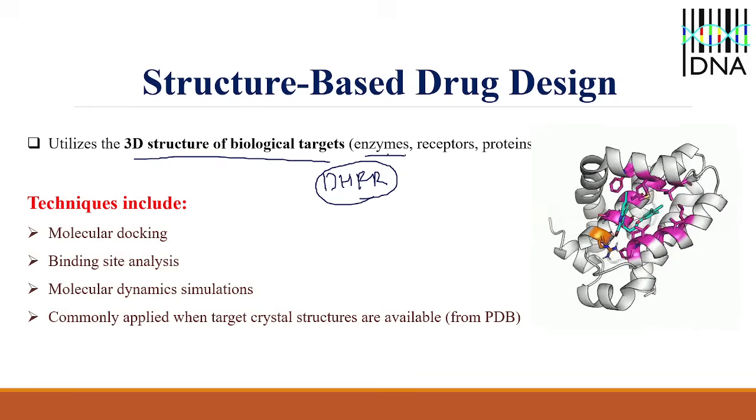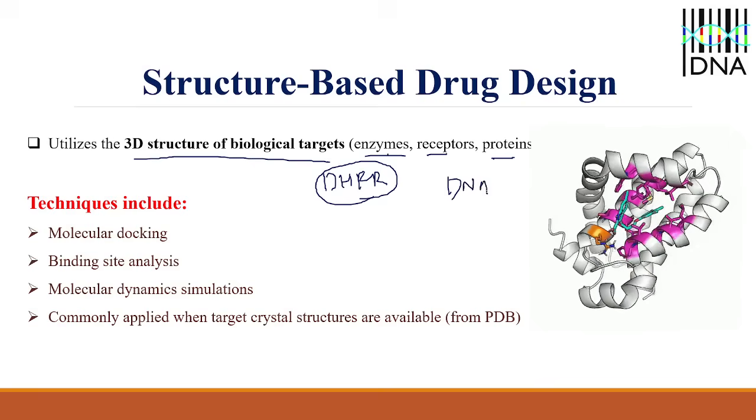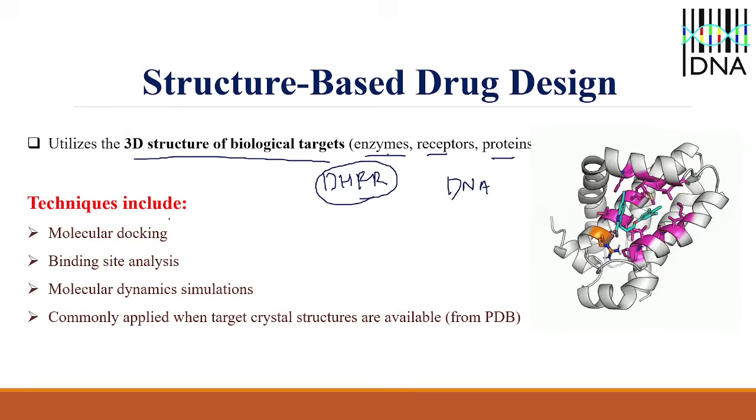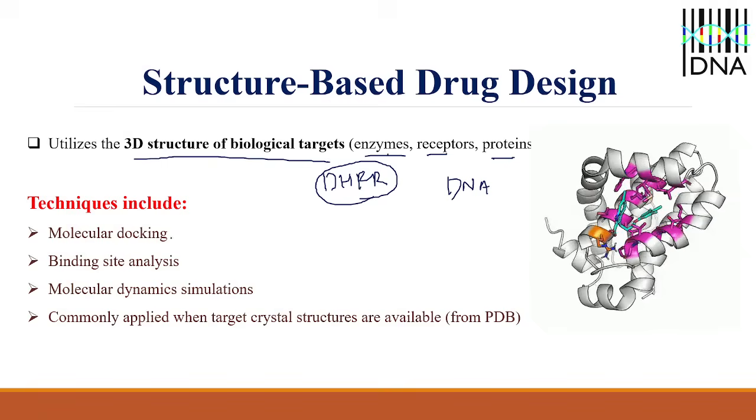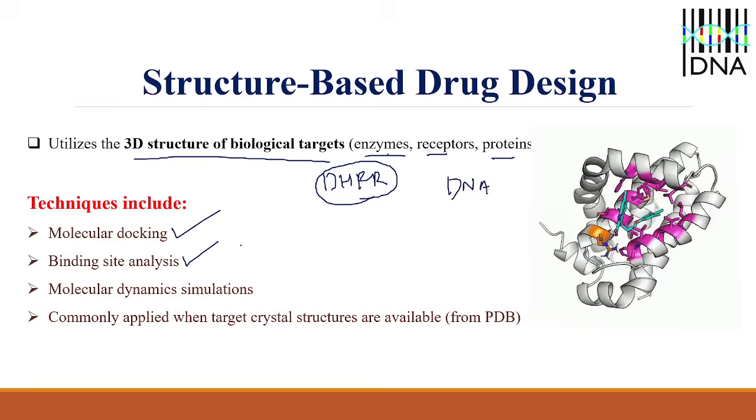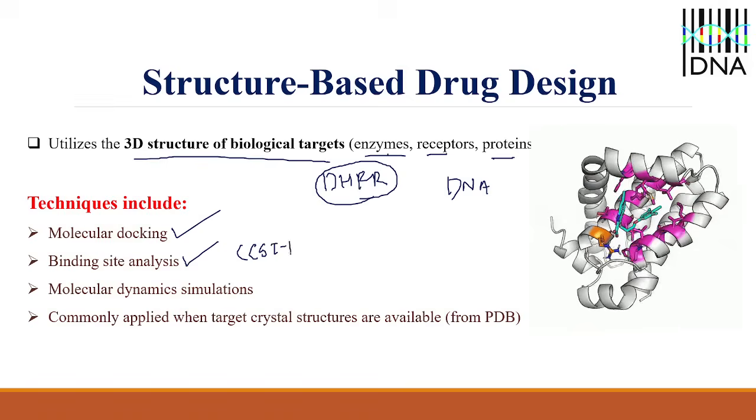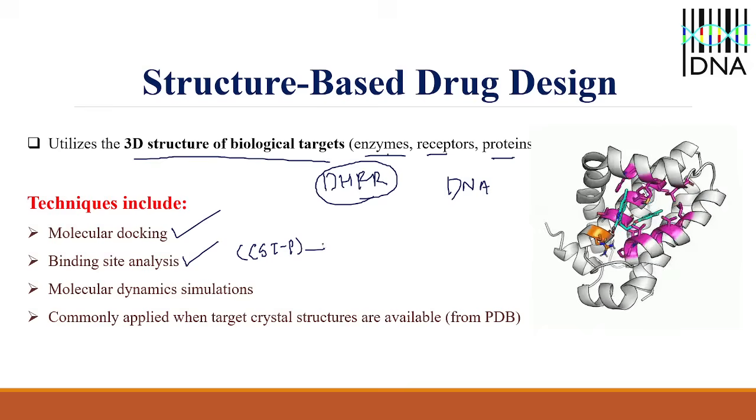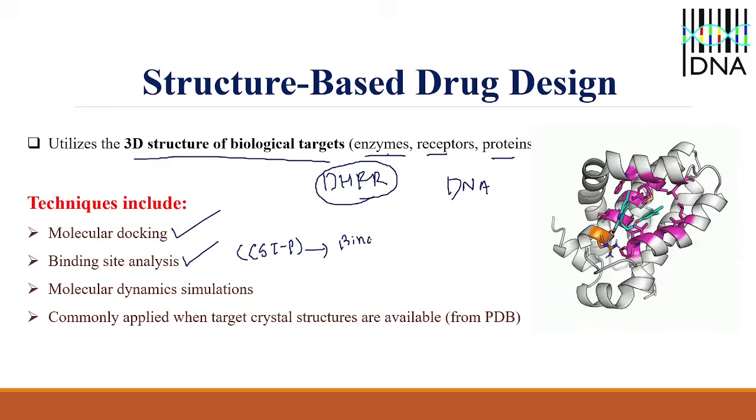The structure of the target may be an enzyme, a receptor, a protein, or it may be the DNA. Okay, so DNA is also a sort of target. So what are the techniques included in structure-based drug design? Molecular docking is there, and binding site analysis. The binding site analysis is done using a tool called CASTp. Using the CASTp tool, we can find out the binding pocket.